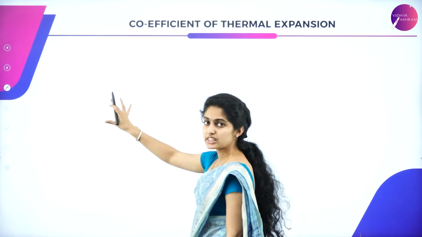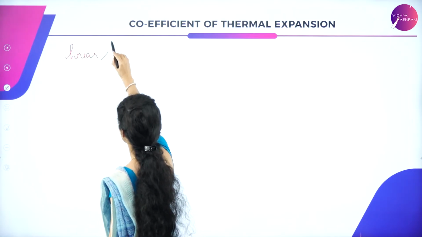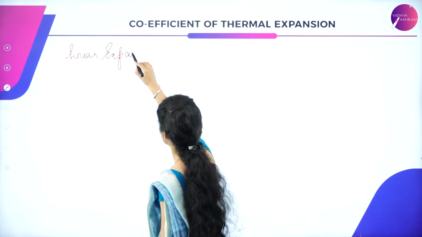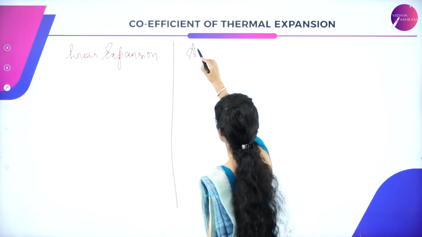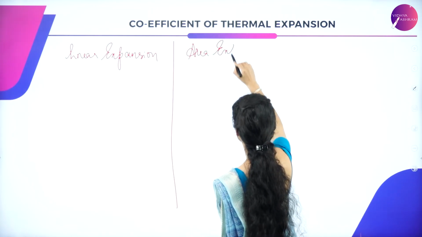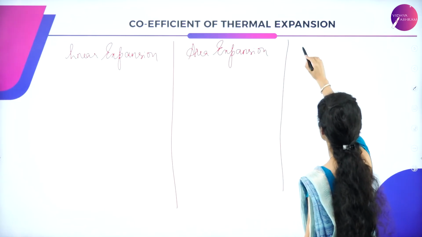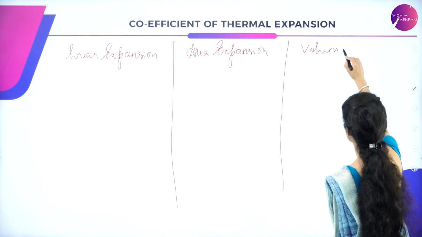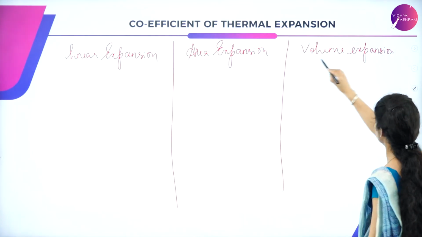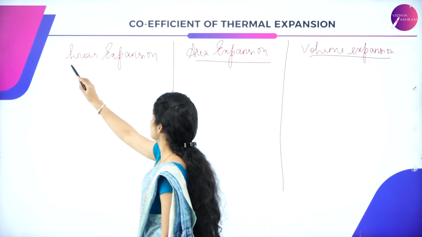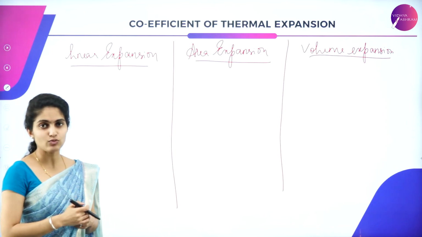That is by considering linear expansion, area expansion and volume expansion. So we have three types of expansion, that is linear expansion, area expansion and volume expansion.